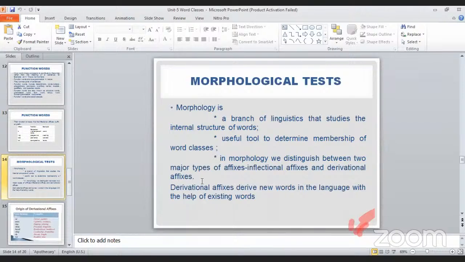The words in the language are formed with the help of existing words. So from the words that are there, they give new words.